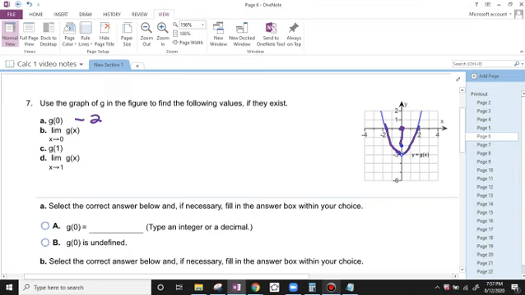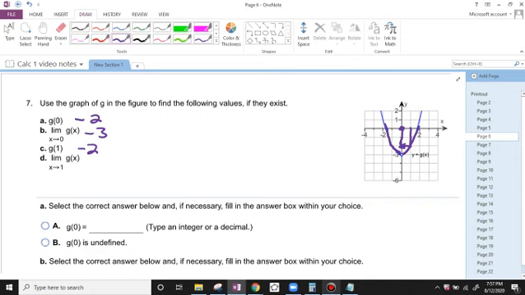At 1, it looks like it's -2. And the limit as x goes to 1. From the left, here's 1. From the left, it's on this graph, so it looks like it's -2. From the right, it looks like it's -2. The limit is -2.